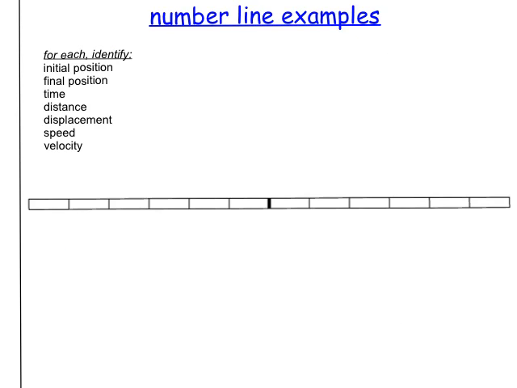You do have a space in your notes for some number line examples. I'm going to do one of those with you in this video, and then we will cover more examples in class together.